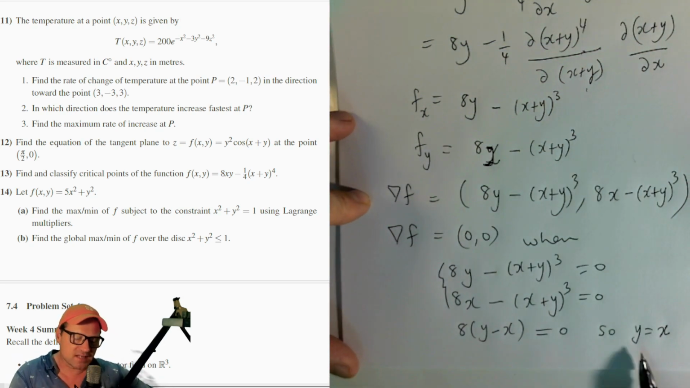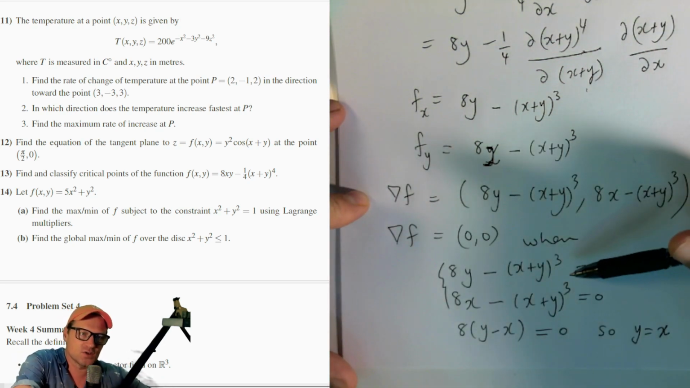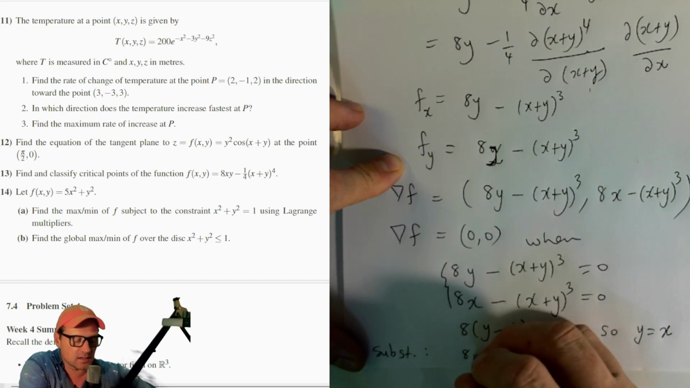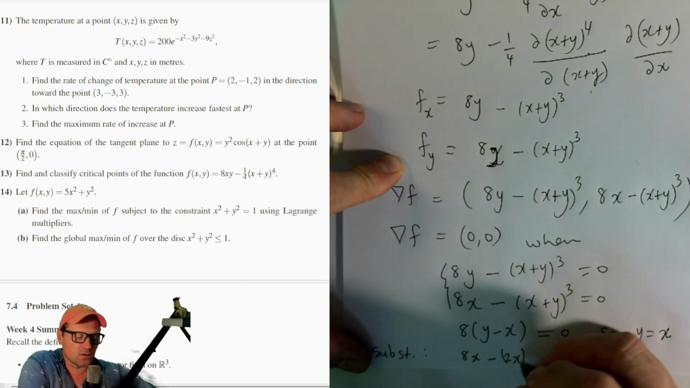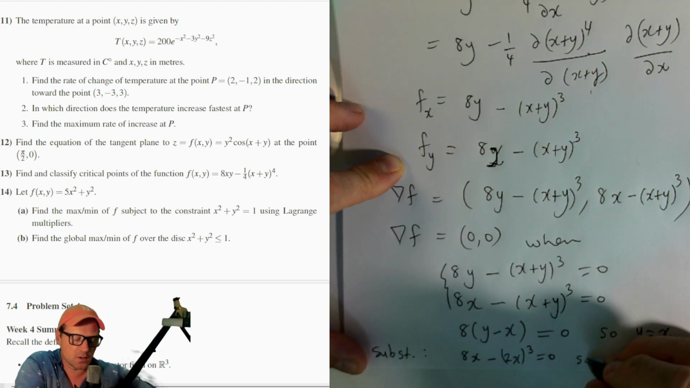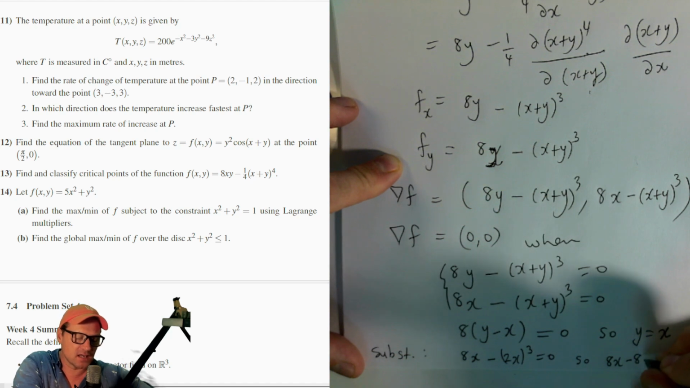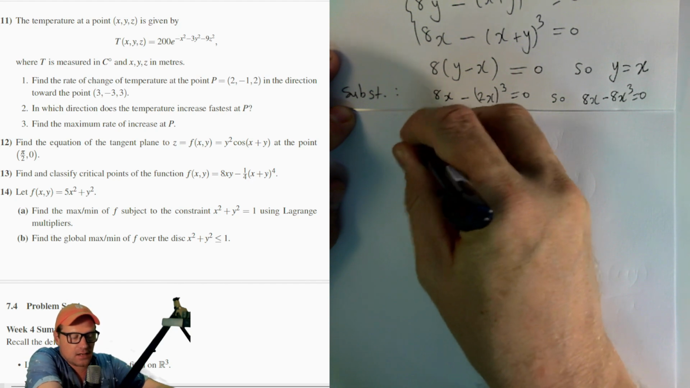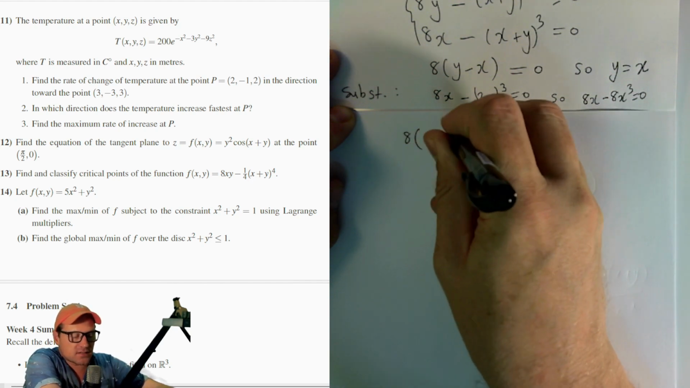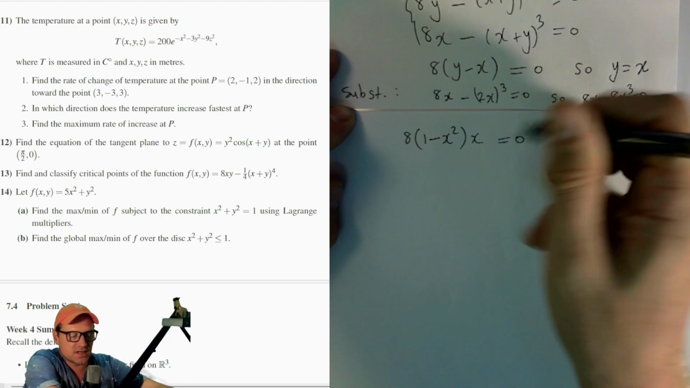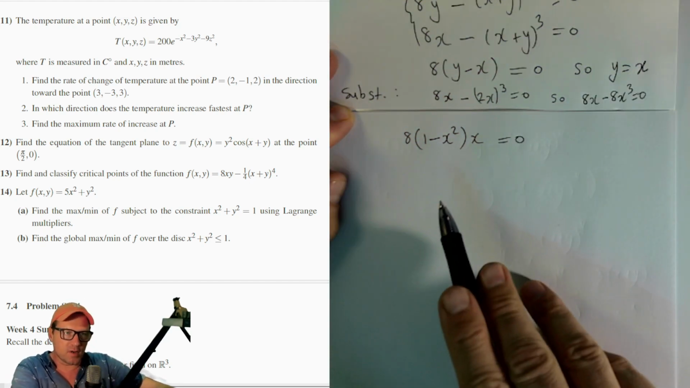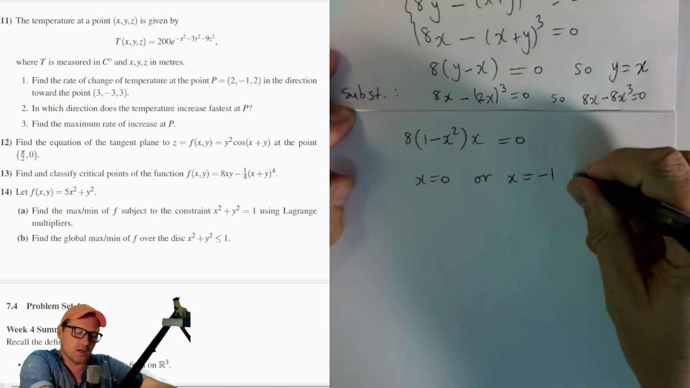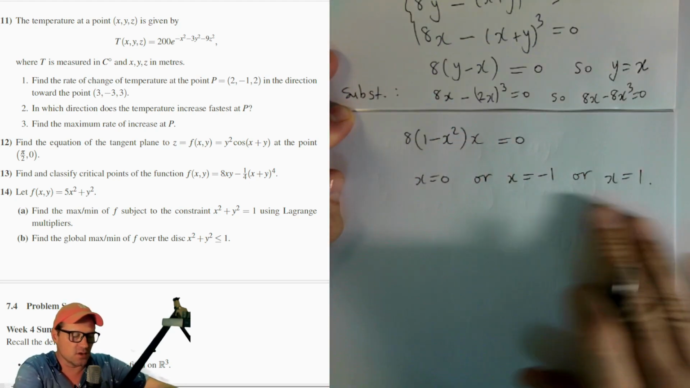Okay, and so we can take this y = x now and substitute that into one of the equations, say the first one. So replacing y with x everywhere, we get 8x minus (2x)^3 equals 0. So that is 8x minus 8x cubed equals 0. Now factorizing this equation, we have 8x(1 - x^2) = 0. And so we see all of the possibilities here are x = 0, or x = -1, or x = +1.